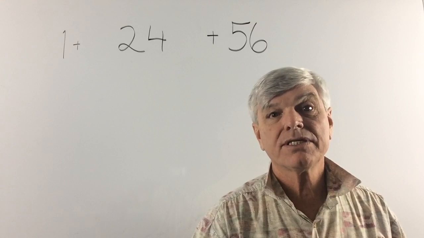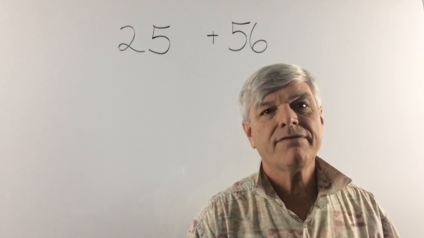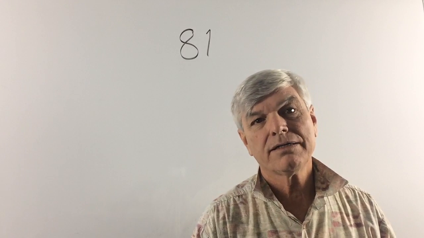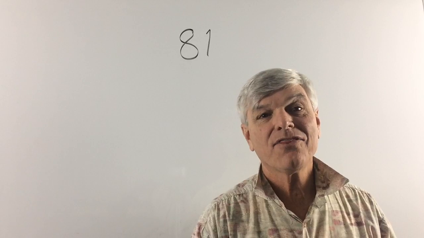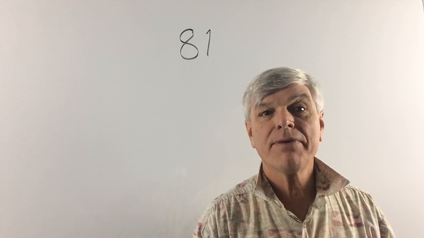Now we have 3 simple numbers to add. Let's add 1 plus 24. That's 25. And 25 plus 56 is 81. Now you've completed the third lesson in this series, and the homework problems are on page 21.